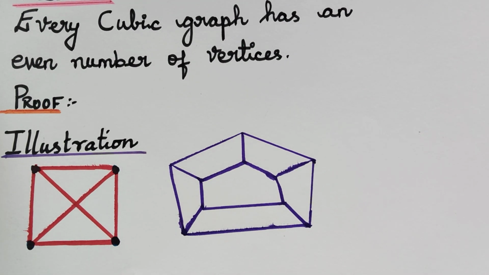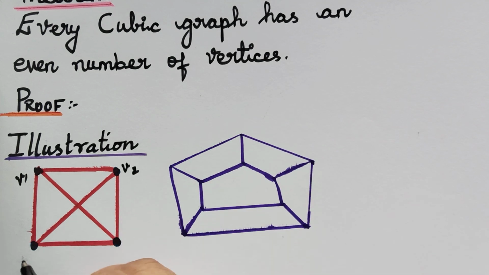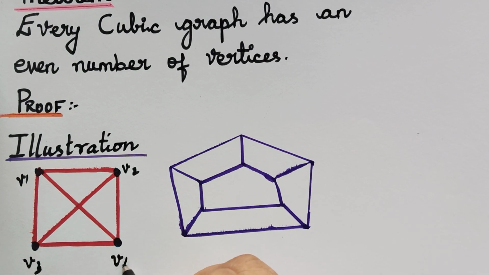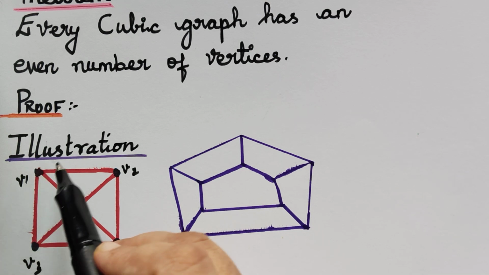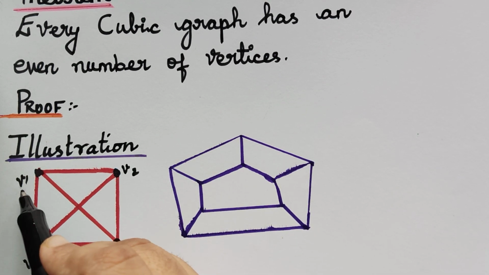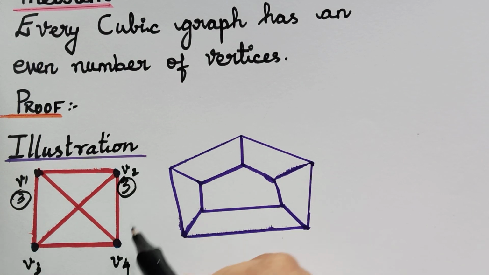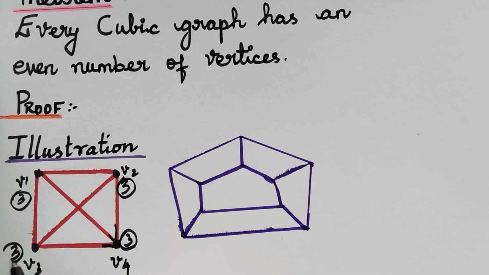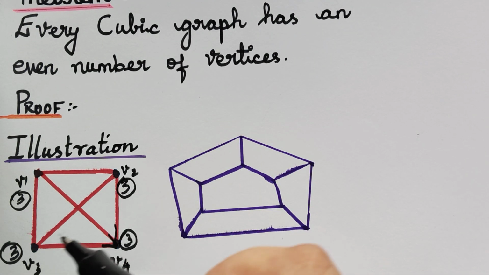Here we have taken two graphs. Let us name the graphs. This is vertex V1, V2, V3 and V4. If you see the degree of this vertex, it is 3. Similarly, the degree of this vertex is also 3, and this is also 3, and this vertex is also 3, which implies that this graph is a cubic graph, because we know that if all vertices are of degree 3, then it is known as a cubic graph.